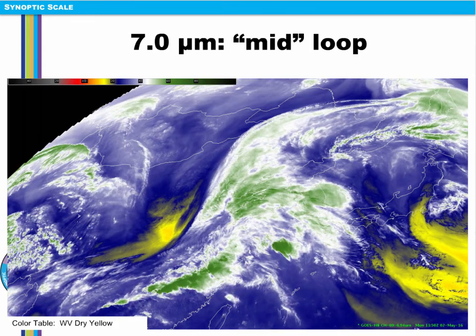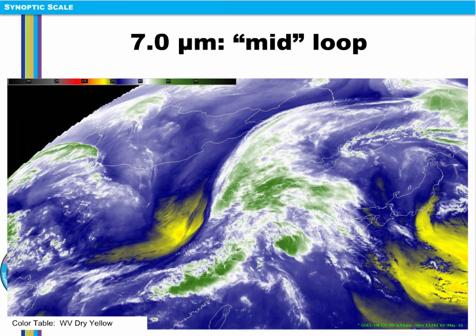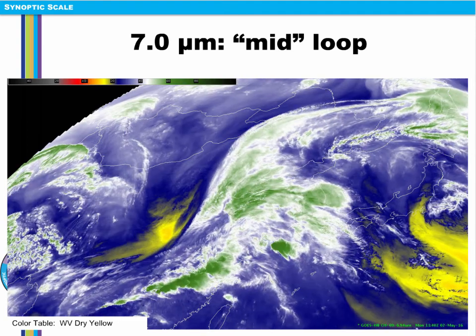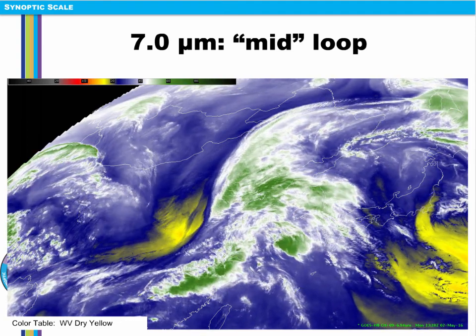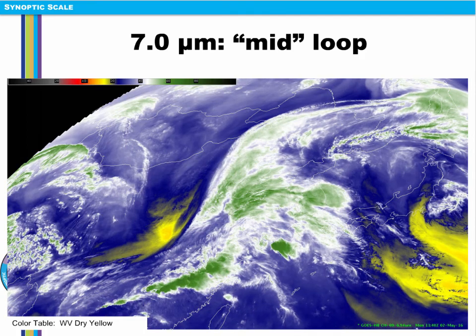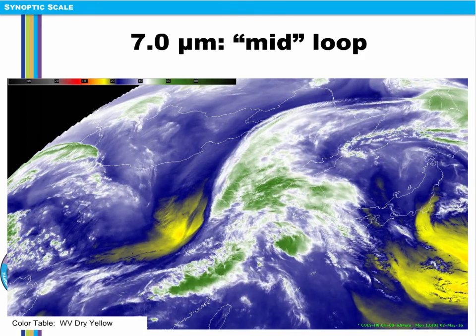In this loop of the mid-level water vapor band at 7.0 microns, which is close to what you have now with the current GOES water vapor imagery, we see an approaching upper-level trough impinging on a frontal zone.